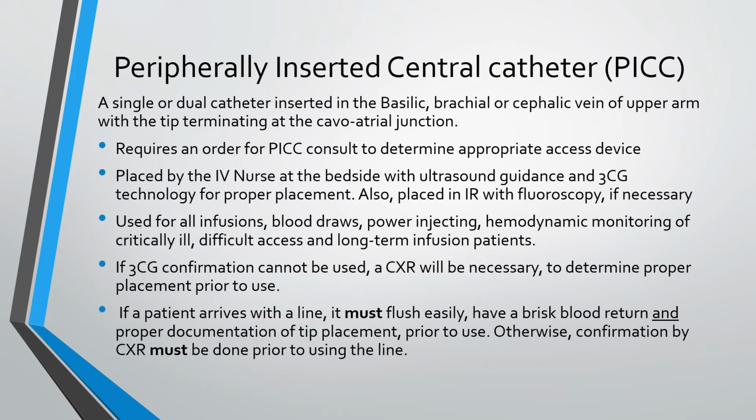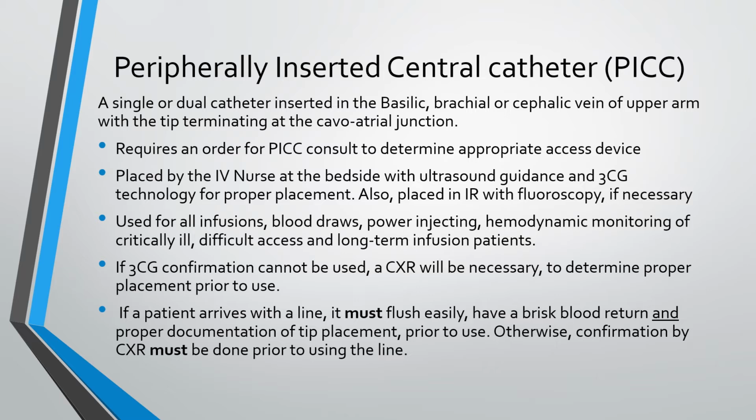A peripherally inserted central catheter, more well known as a PICC, may be a single or dual lumen catheter inserted into the basilic, brachial, or cephalic vein of the upper arm with the tip terminating at the cavo-atrial junction. An order is required for a PICC consult to determine the appropriate access device. They are placed by the IV nurse at the bedside with ultrasound guidance and 3CG technology for proper placement.